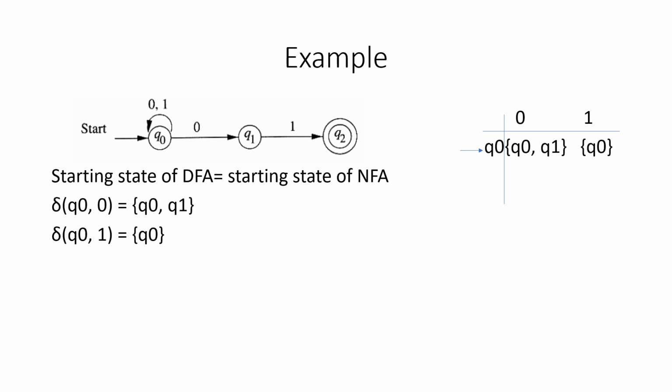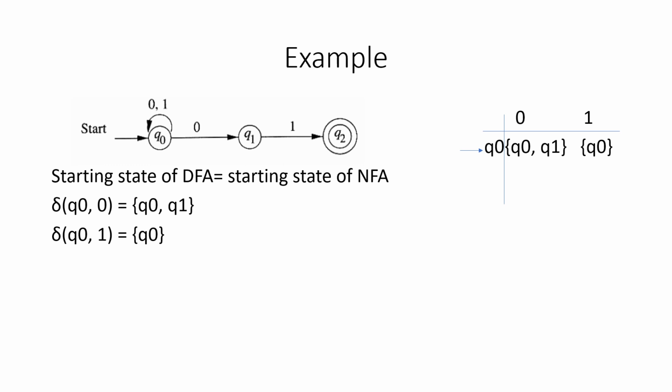So we have to find the transitions. What are the input symbols present? 0, 1. So Q naught, 0. We have to find the answers for these transitions from the diagram. Q naught on 0 remains in the same state and also makes a transition to another state. So Q naught, Q1. Similarly, Q naught on 1, the answer is Q naught. Like this, for every input symbol in sigma, we have to find the transition for the starting state.